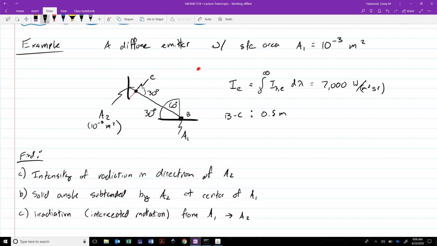Our only assumption that we're going to operate on here is that A1 and A2 are very small, which is kind of implied by the fact that these are 10 to the negative third meters squared. So with these three things kind of in our heads, these are what we're looking for. We should be able to answer A right off the bat, just by inspection. Okay, anyone want to hazard a guess?